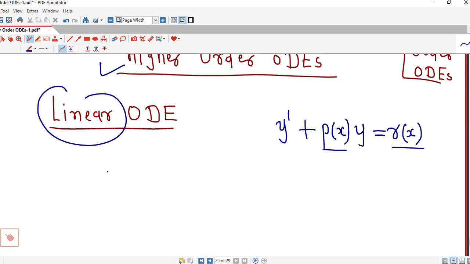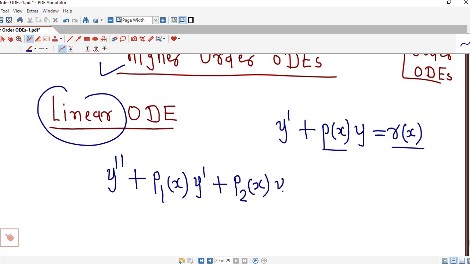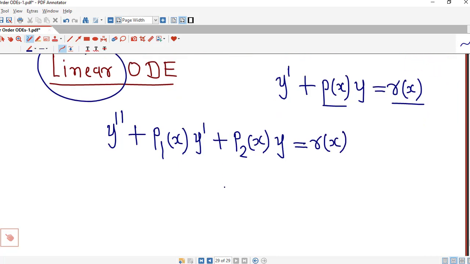If I want to define a second order linear differential equation, then a differential equation of order 2 is called linear if it can be written in this form: y'' + some function of x times y' + another function of x times y = some function of x. So a differential equation of order 2 which can be written in this form is called a linear differential equation.